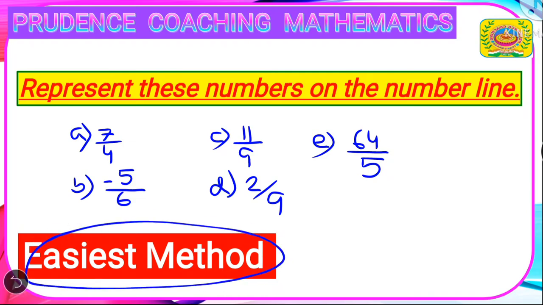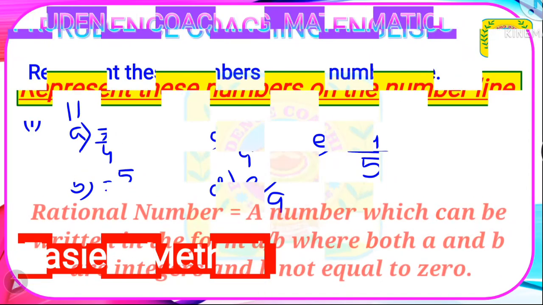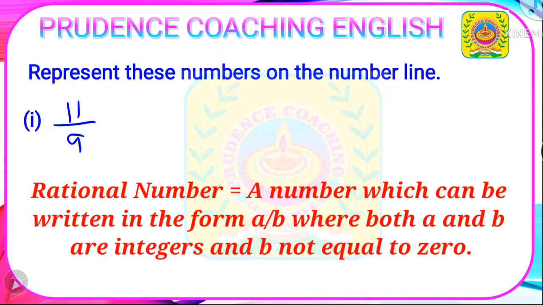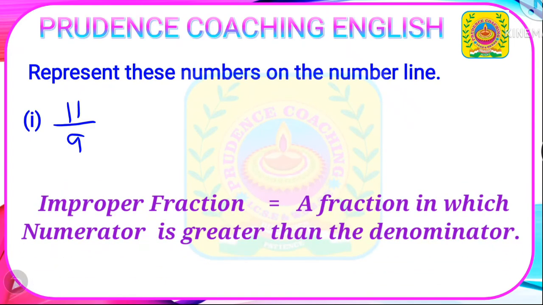So let's start. And I will request you to watch the full video, because from this particular video you are going to learn many more things which will indirectly help in your studies in solving other mathematics problems. So let's start. First, we are going to learn how to represent 11 by 9 on the number line. But students, as you can see, this number is written as an improper fraction.